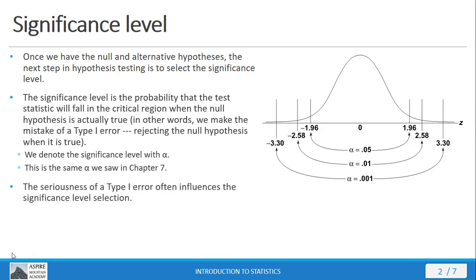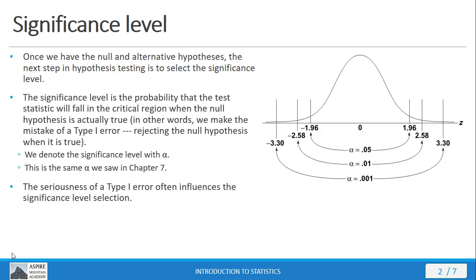So typically the seriousness of a type 1 error is what influences the selection of your significance level. If the consequences are super serious, then you want a significance level that's very low, because you want to minimize that probability of incurring those very serious consequences. If the consequences are not as serious, then your alpha is going to be a little bit larger.